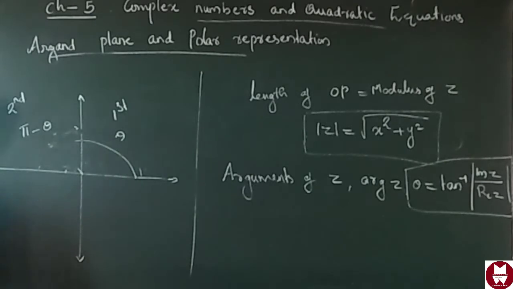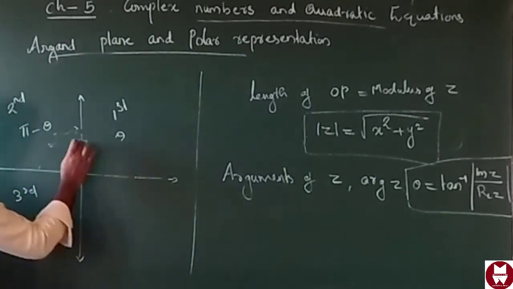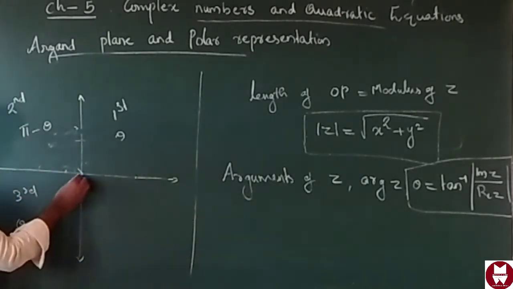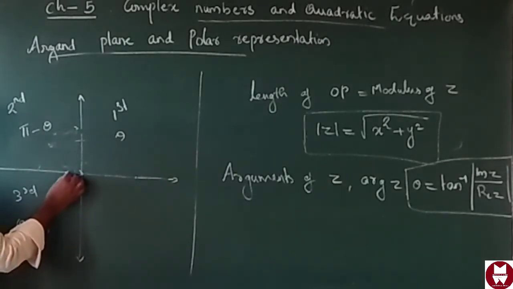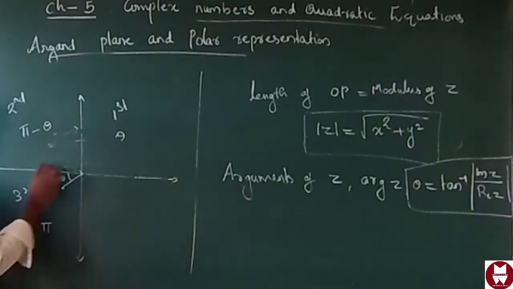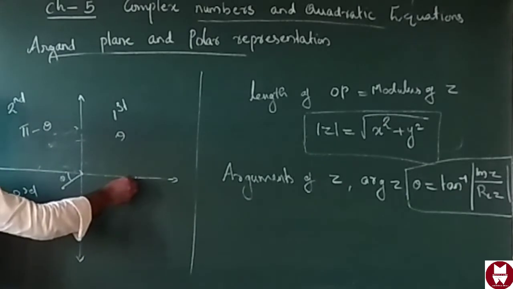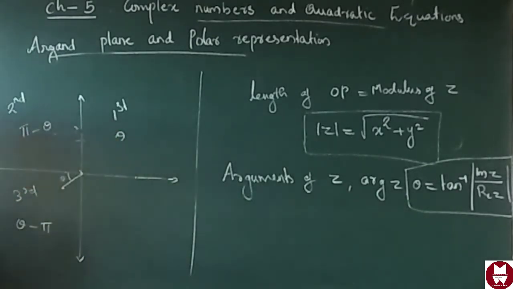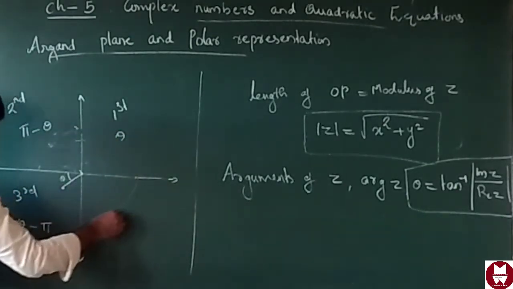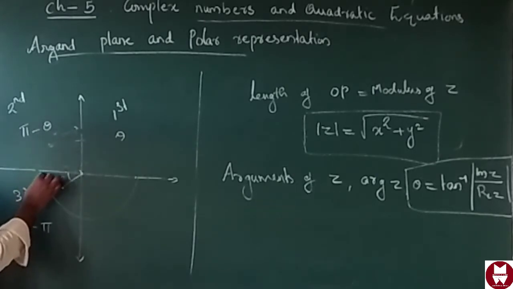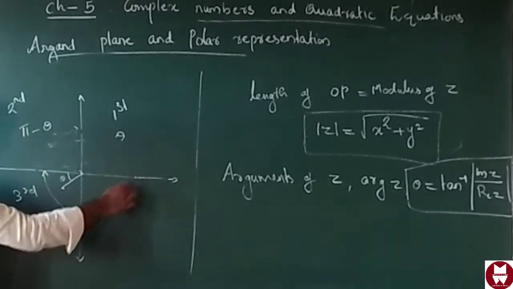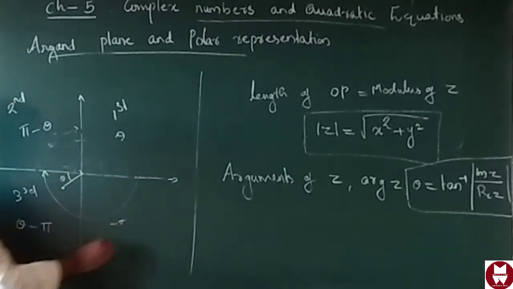Then in the third quadrant, the argument will be theta minus pi. Theta minus pi means, if you consider one point in here, this is theta. Now, we will not use anti-clockwise rotation. We are going to use clockwise rotation. How much? This angle minus pi.